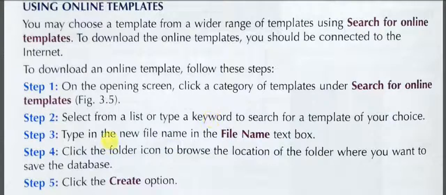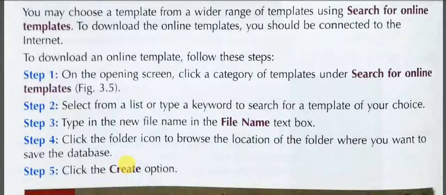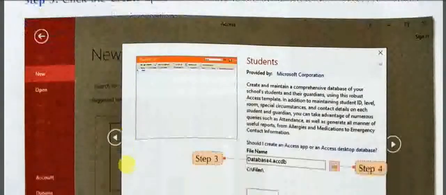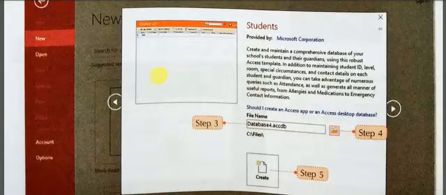Then type in the new file name in the file name text box. So you have to give a new file name in the file name text box. Then click the folder icon to browse the location of the folder where you want to save the database. Then you have to select the folder where you want to save the database, and click on create. So this is a screenshot. In this way you can search for an online database, and then create from it.